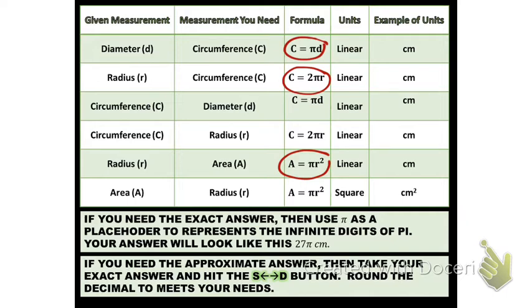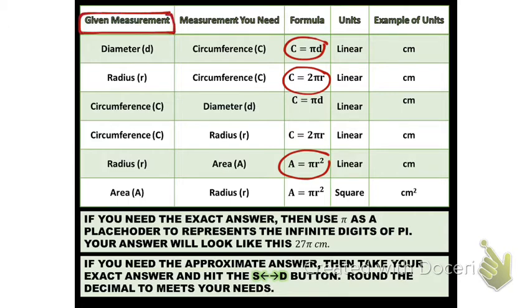So with those three formulas, sometimes they will give you the diameter and ask you for the circumference, but sometimes they'll give you the circumference and ask you for the diameter. Sometimes they'll give you the radius and ask you for the circumference, but sometimes they'll give you the circumference and ask you for the radius. Sometimes they'll give you the radius and ask you for the area, and sometimes they'll give you the area and ask for the radius.